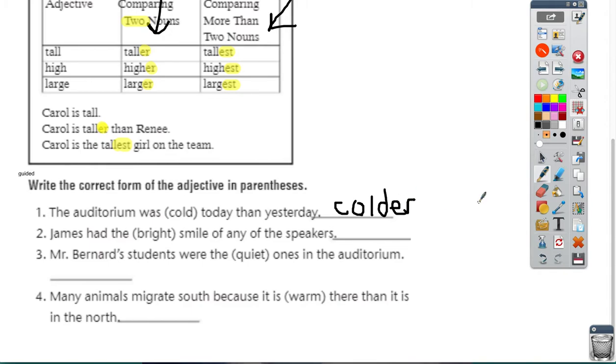There we go. James had the blank smile of any of the speakers. So ask yourself, how many things are we comparing? We have James and we have many speakers of the day. So sounds like more than two things. So bright becomes, that's right, brightest. Add EST.